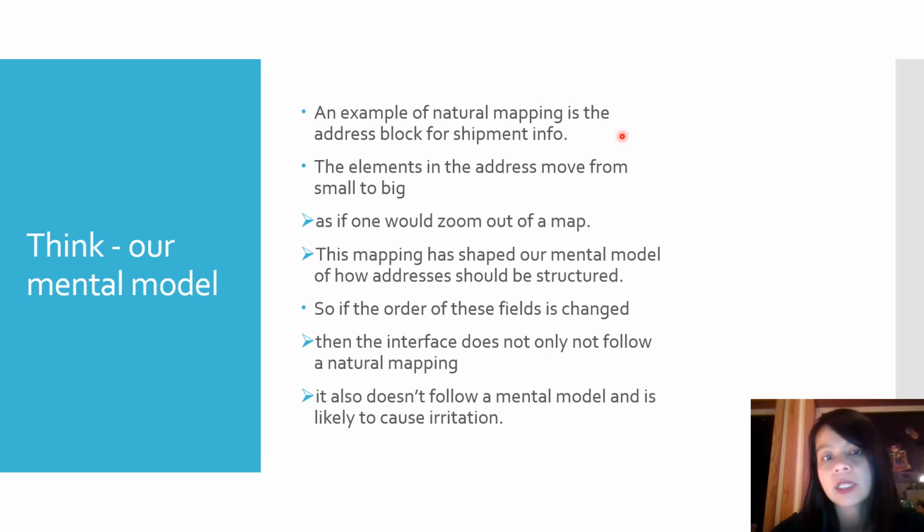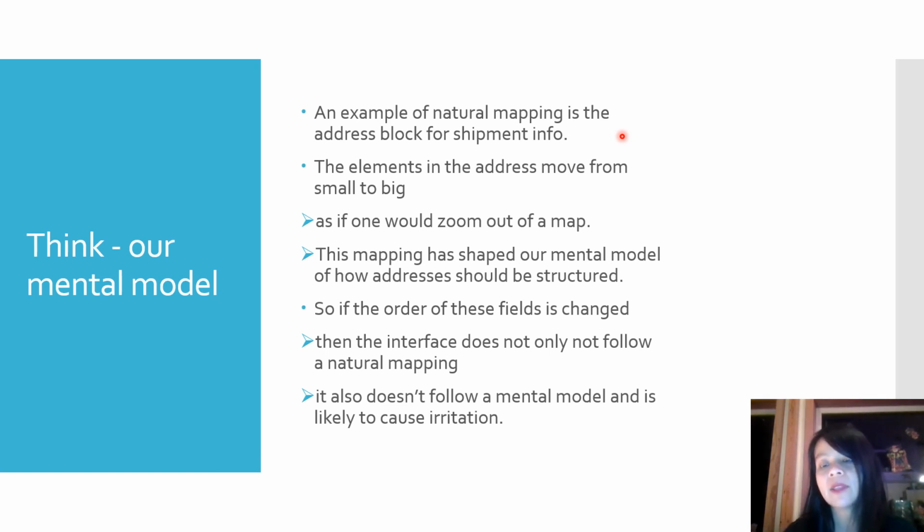And the elements usually move from small to big. Usually it asks for your apartment number, then street number, and then it asks you for your city, and then it asks you for your province, and then it asks you for your country. Okay, so you can see that it's going from granular, like small, to bigger, bigger, bigger. And if you think about it in terms of your mental model of how you see things, it's as if someone's zooming out of a map, right? So smaller, which apartment, which street, which city, which province, which country, right? As if you're zooming out of a map.